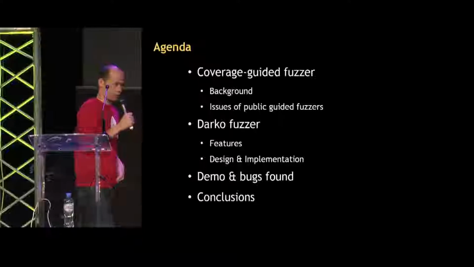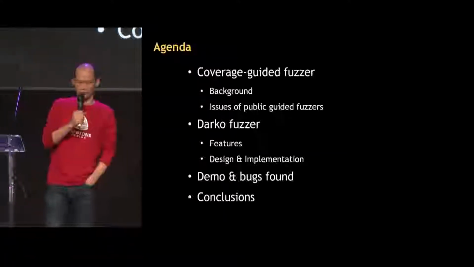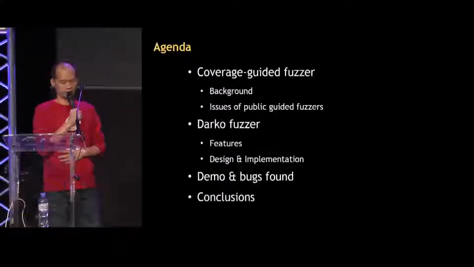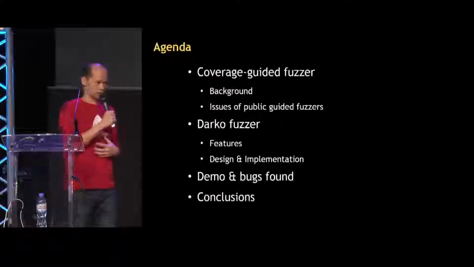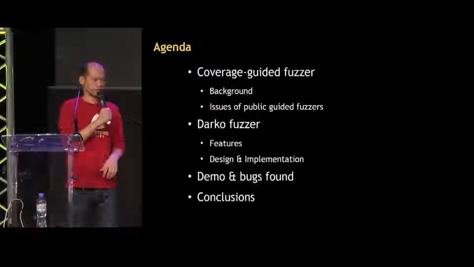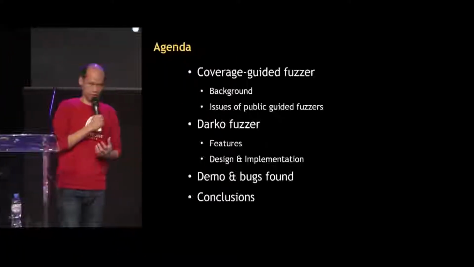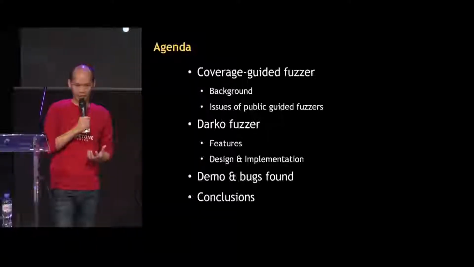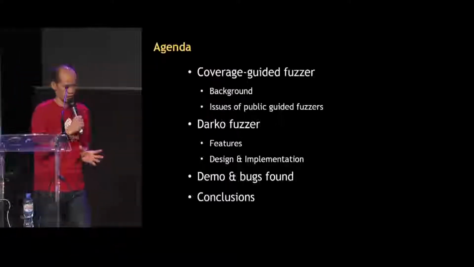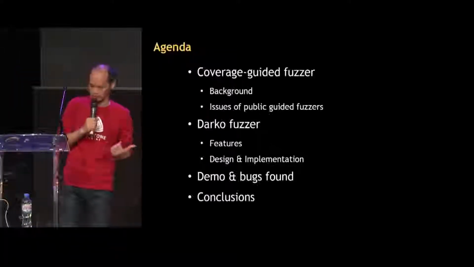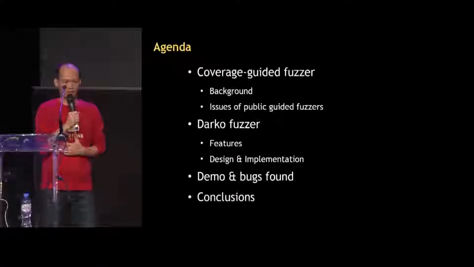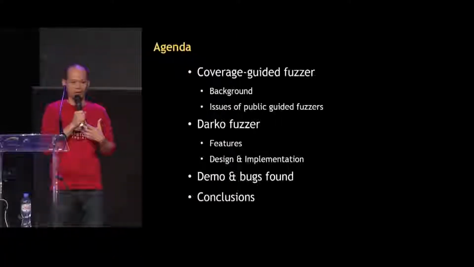Okay, so here's the program of our talk. First, we look at the background of guided fuzzers, and we introduce an issue in the public guided fuzzers, focusing on fuzzing binaries. And you will see why we need to build a new fuzzer ourselves named Darko. In the next part, we introduce the features of the Darko fuzzer and how it was designed and implemented. After that, we have some screenshots so you can see how it works, and we also introduce some bugs found with it. Actually, the Darko fuzzer is still very new. We are at a very early phase, but hopefully you can still see something useful.